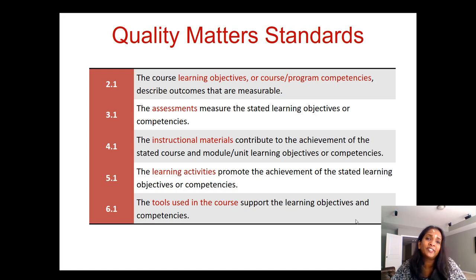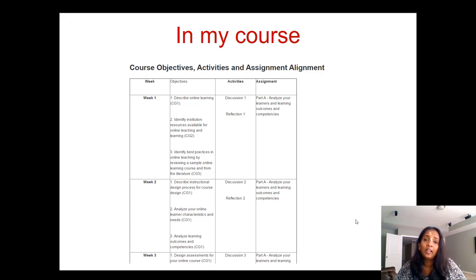So it shows the alignment, the 2.1, 3.1, 4.1, 5.1, and 6.1, and these are essential standards. This shows the importance of instructional design and alignment. And it's nice to have a map, so students can see the alignment: objectives, what activities are done to achieve that objective, and what type of assignment is done. Again, this is from a different course.